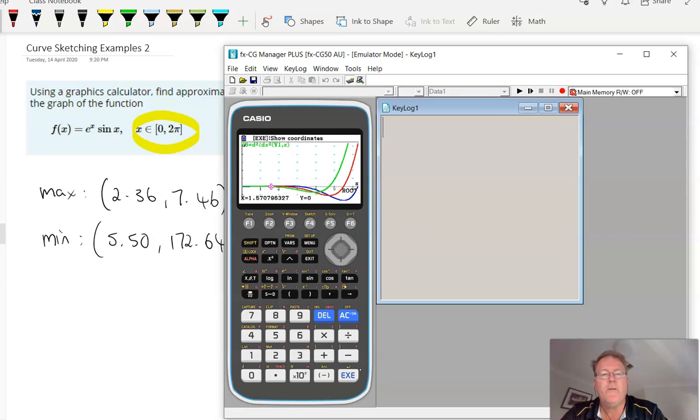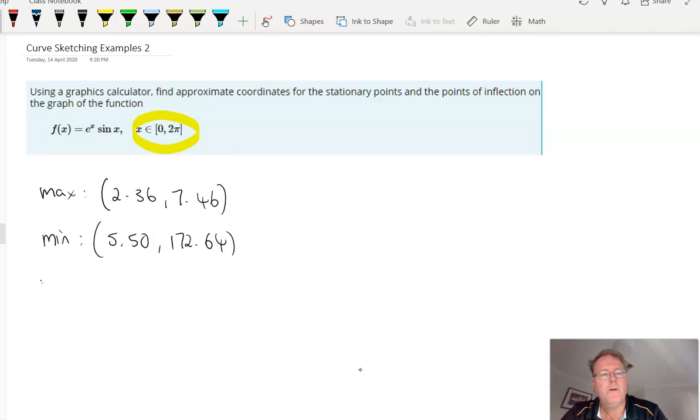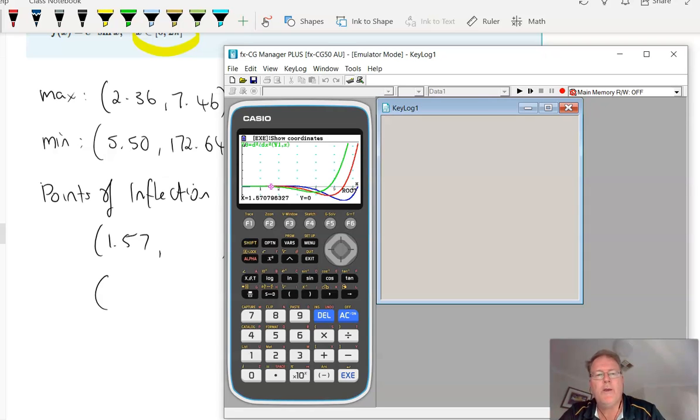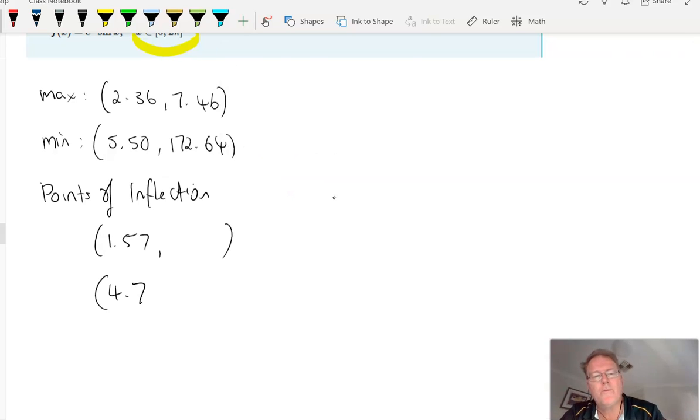Okay, and that tells me the first one. So the point of inflection is at 1.57. I'm going to find the Y value in a minute, but I'll do that in a sec. I'll show you how to do that in the calculator. And then if we just arrow across to find the other one, it's over here. It takes its time, there it is, 4.71.